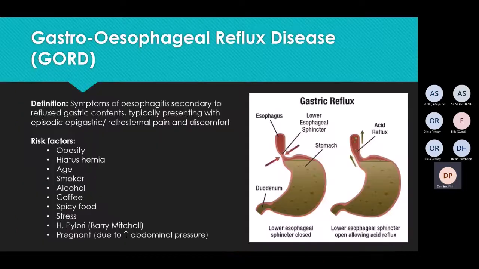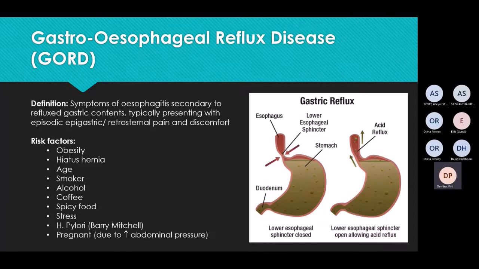GORD is a very straightforward condition. It refers to symptoms of esophagitis secondary to gastric contents that are refluxed up into the esophagus, typically presenting with episodic epigastric retrosternal pain and discomfort. What does that mean? It means it's not there all of the time.